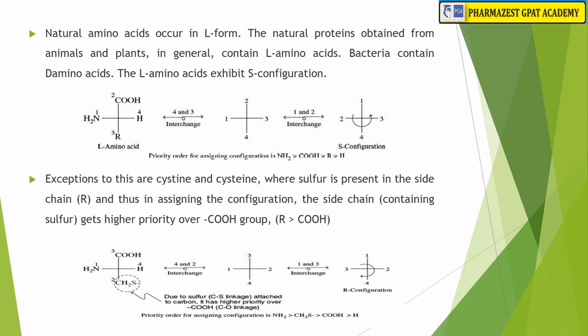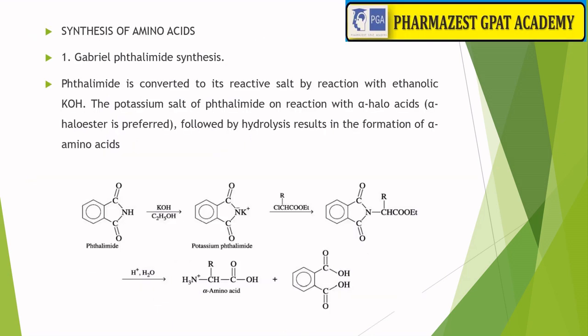Hence, they show R configuration, whereas remaining all the amino acids, that is natural amino acids, show L form and S configuration. Next, coming to the important methods of synthesis of amino acids. The important methods for the synthesis of amino acids are: first one, Gabriel-phthalimide synthesis.